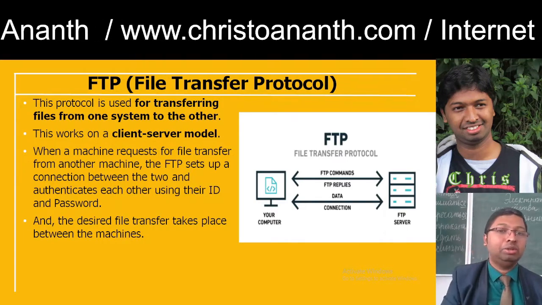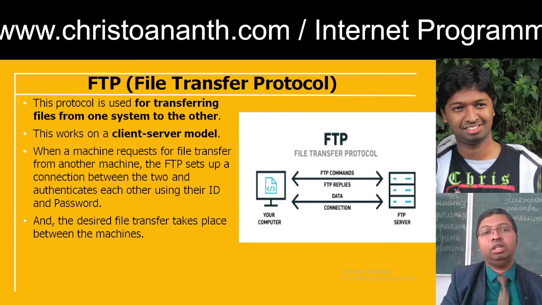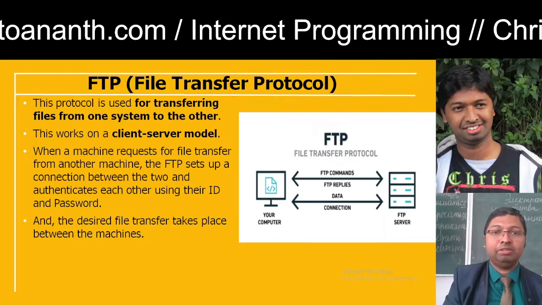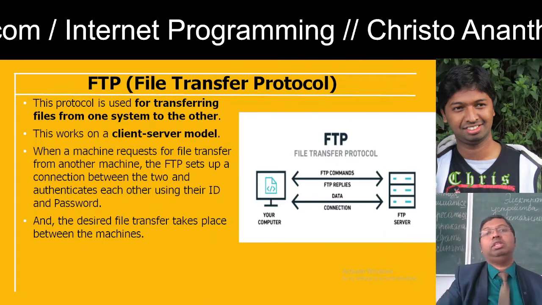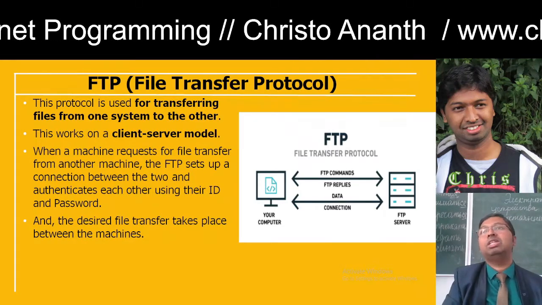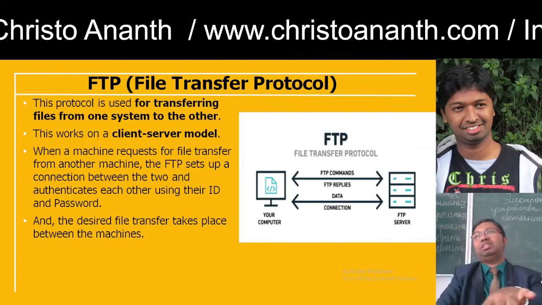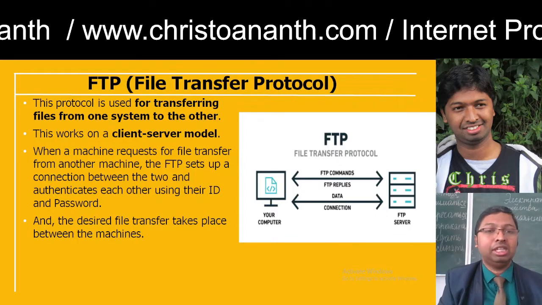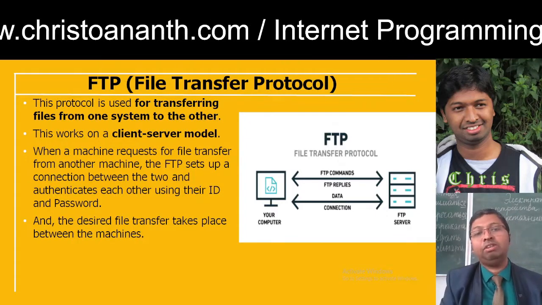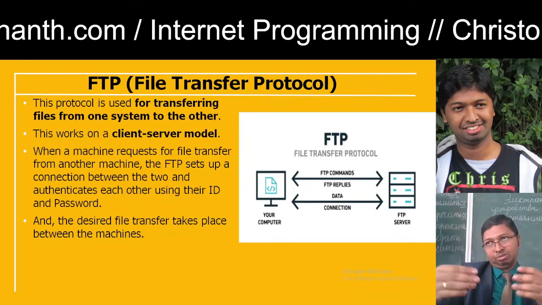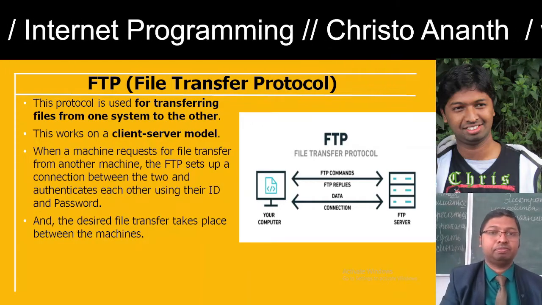So when a machine requests a file transfer from another machine, the FTP sets up a connection between the two and authenticates using the ID and password. For example, login ID, login password. After that, authentication begins, and the desired file transfer takes place between machines.